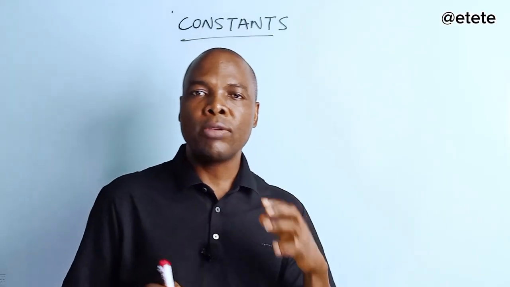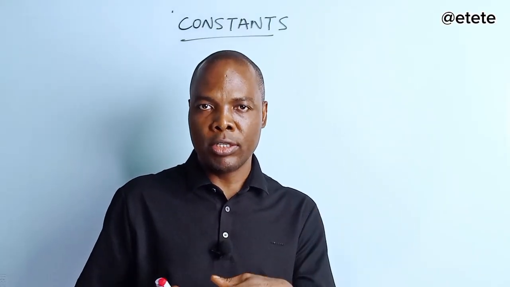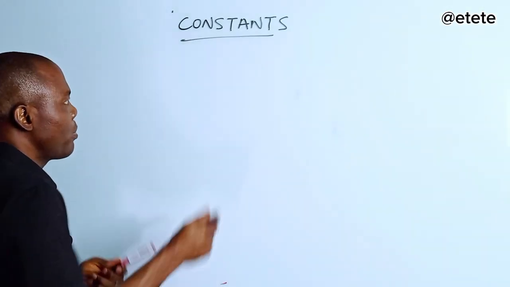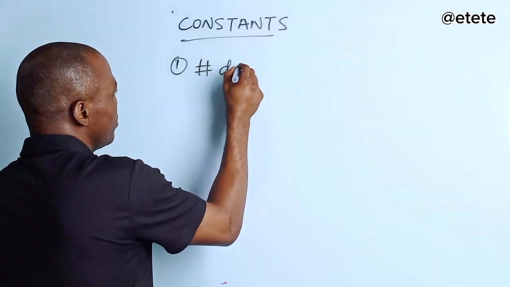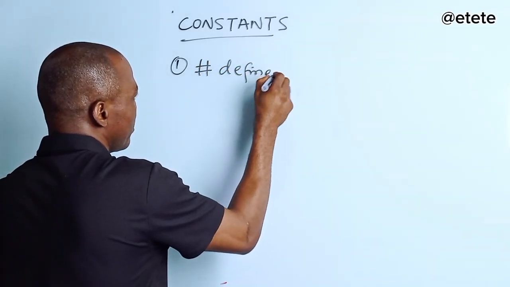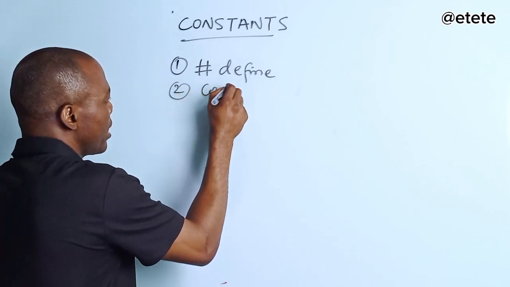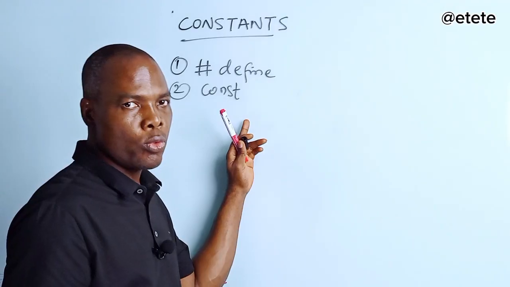There are two ways you can actually name or declare your constant in C. You can use the preprocessor or you can use the const keyword. So an example of that is one, you can use define. The second one is that you can use this const keyword. Now, what is the difference between these two?